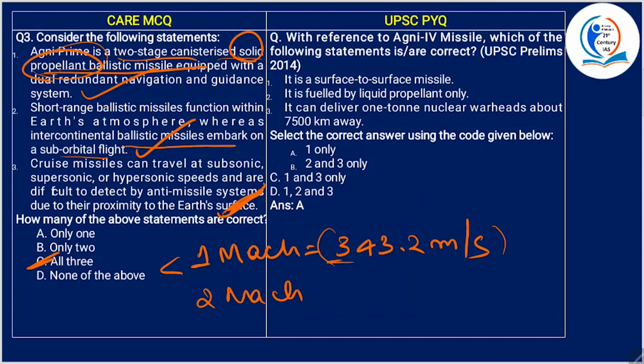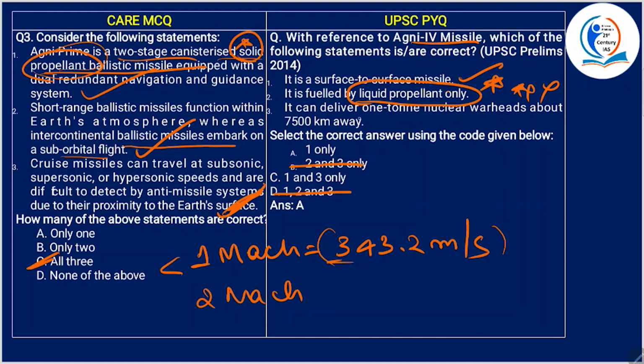With reference to Agni 4 missile, which of the following statements are correct? Now, it is a surface to surface missile. Yes, it is. It is fueled by liquid propellant only. See, the propellant, they are twisting the statement and giving. Here also there is a possibility. This is not liquid propellant, it is a solid fuel system. So this is also wrong. Okay, 2 is gone.